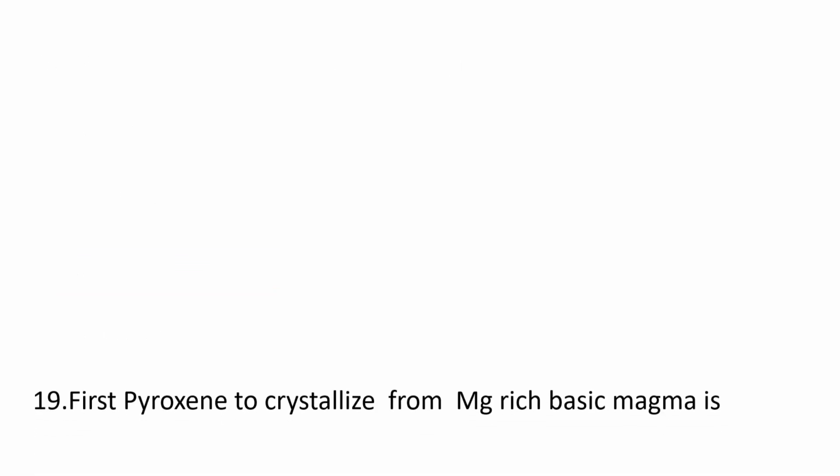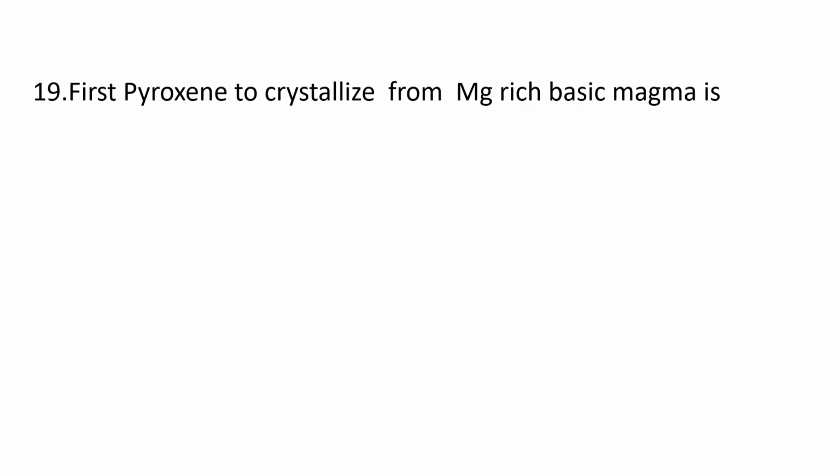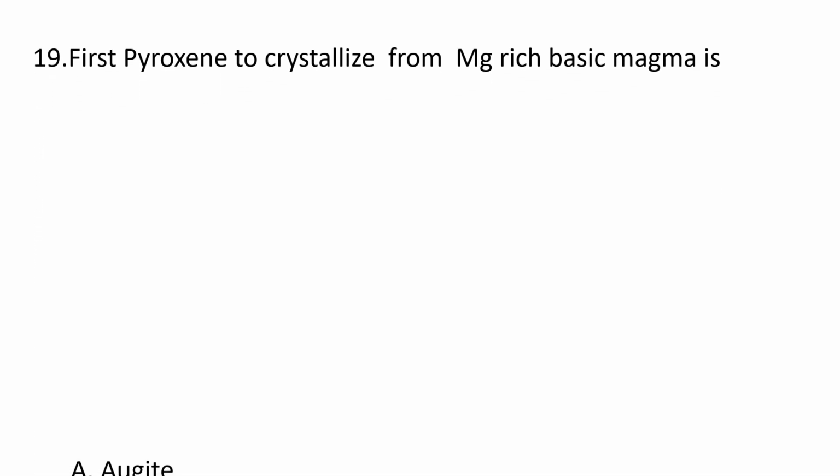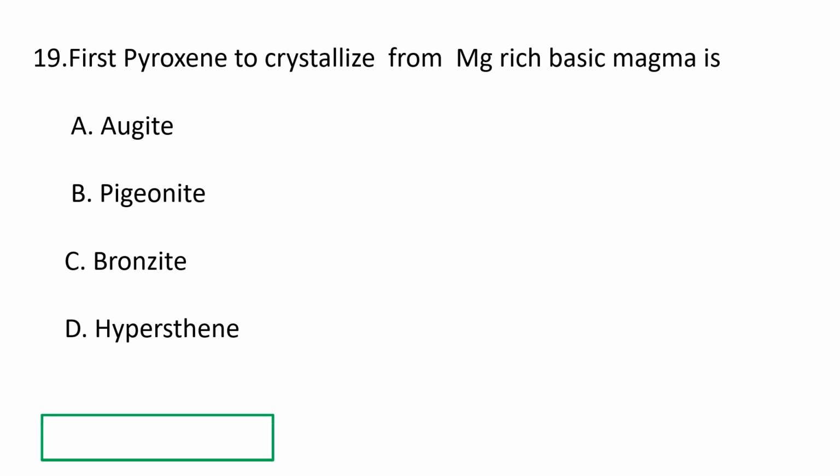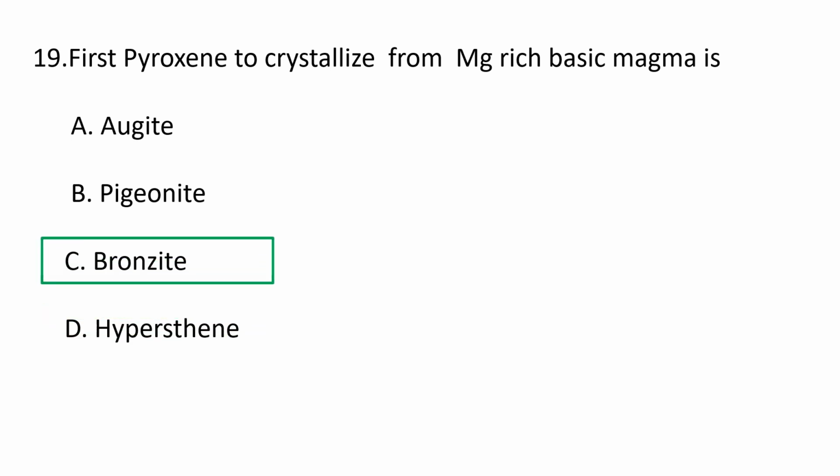Next question. First pyroxene to crystallize from magnesium-rich basic magma is A. augite, B. pigeonite, C. bronzite, and D. hypersthene. First pyroxene to crystallize from magnesium-rich basic magma is bronzite. Bronzite is a member of the pyroxene group of minerals. It belongs with enstatite and hypersthene to the orthorhombic series of this group. So C. bronzite is the correct answer.